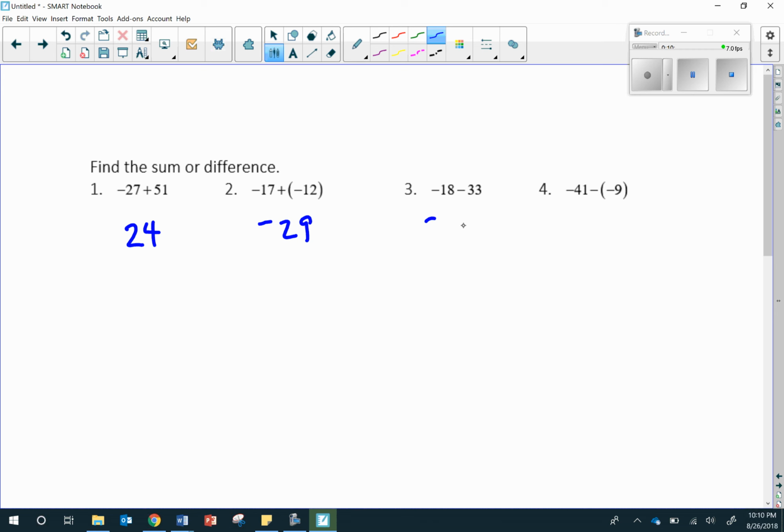Number 3, you should get negative 51. And number 4, you have negative 41 plus the opposite of negative 9, which is in fact 9, to give us an answer of negative 32. Now, some of you may have already identified this as a little shortcut or trick, but I'll go ahead and show you this now. When you have 2 negatives together, or minus a negative, that always will turn into a plus sign.